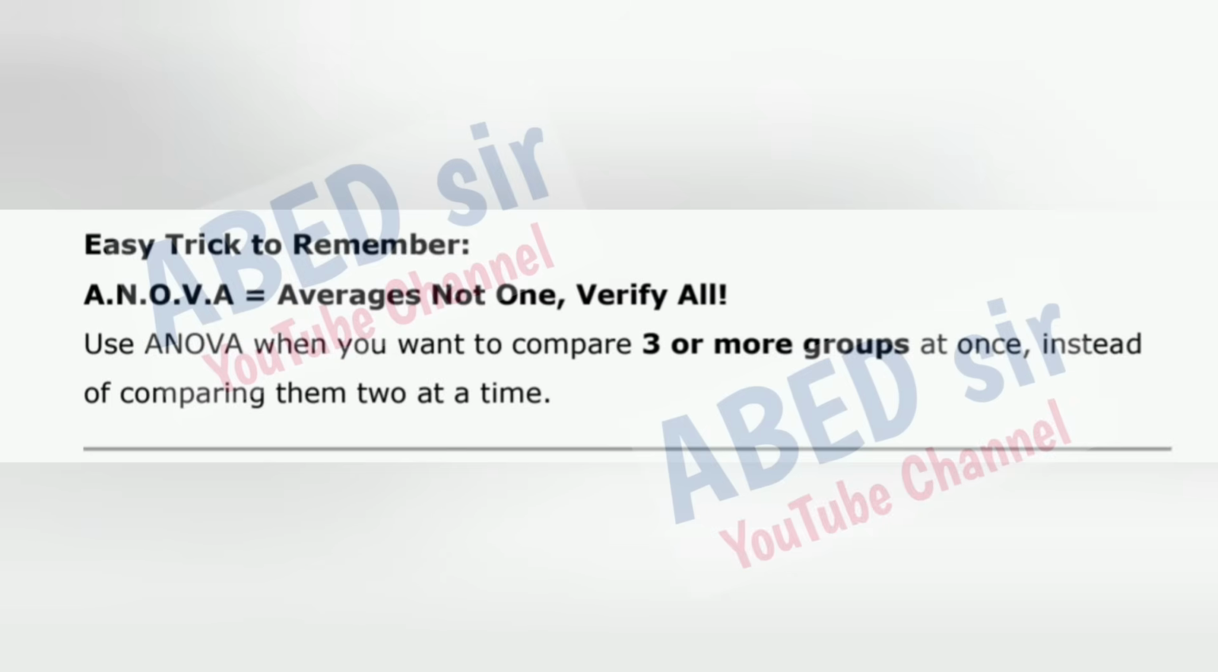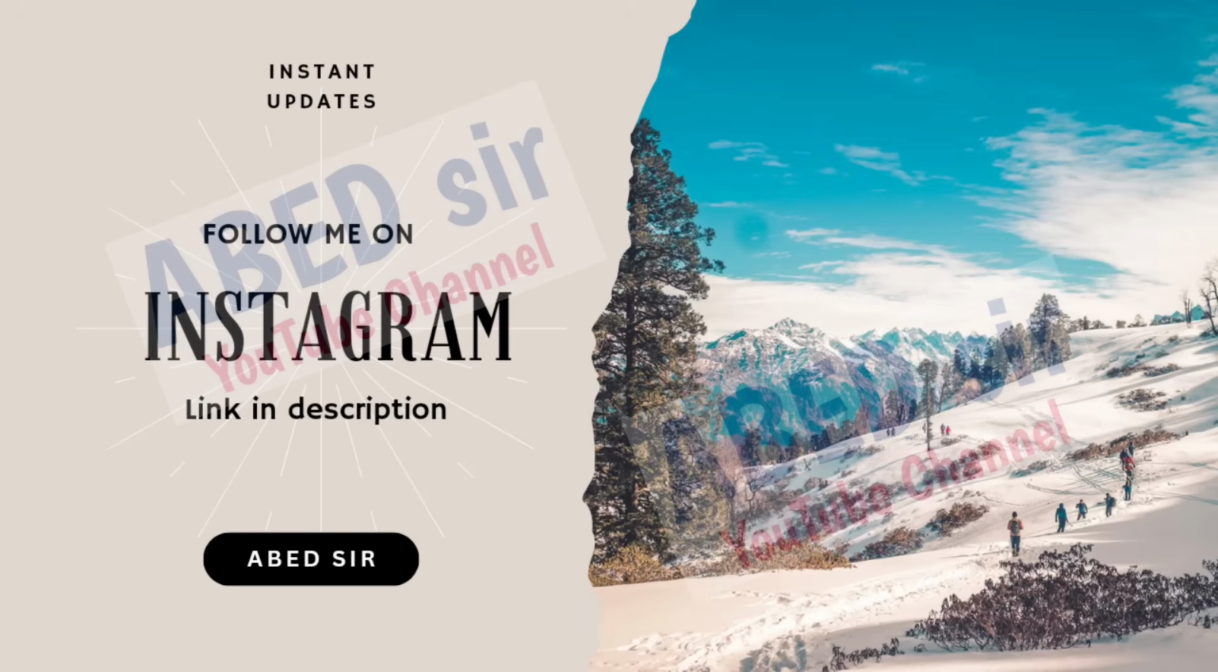Easy trick to remember. A.N.O.V.A is equal to averages not 1, verify all. Use ANOVA when you want to compare 3 or more groups at once, instead of comparing them 2 at a time. Next important short question is: 2.